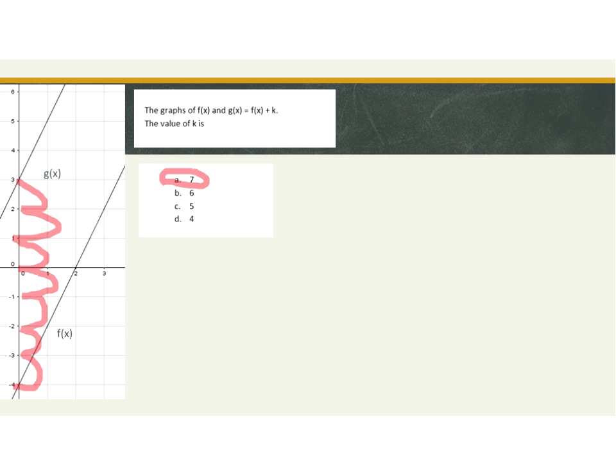Does everyone get that? We've already done this once, so this is the second time. You should be good with this. All right.